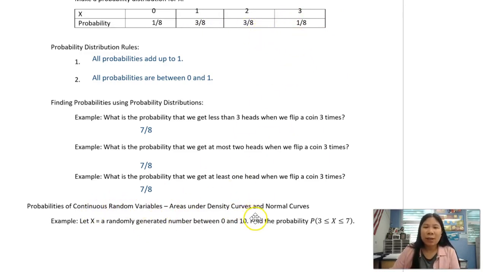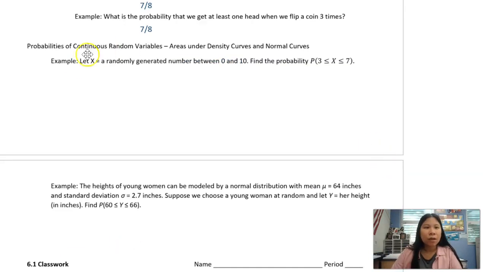So in order to calculate probabilities using continuous random variables, then we have to look at areas under density curves or normal curves. So we're kind of back on that topic of normal curves. Remember, like the bell-shaped curve thing. Density curves, where we usually dealt with them in like rectangles. So here's my example. Let x be a variable that stands for the randomly generated number between 0 and 10.